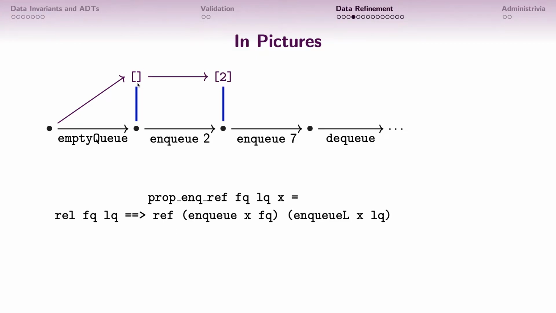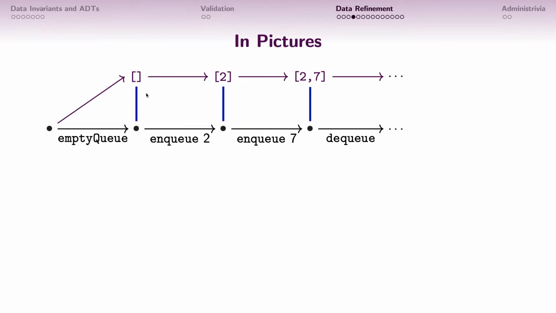And then we said that if we enqueue an element onto our fast queue, that's this black arrow, then if we enqueue an element onto the list queue, they're still related if they were related initially. So this blue relation carries over from the previous step. And then we enqueue again, and it carries over again. And then we dequeue, and we have a property for dequeue as well, and so on. So it's going to carry this relation all the way through the possible lifetime of our queue, right? Because each of these properties ensures this relation is preserved, the relation will be preserved across the entire execution of the program.